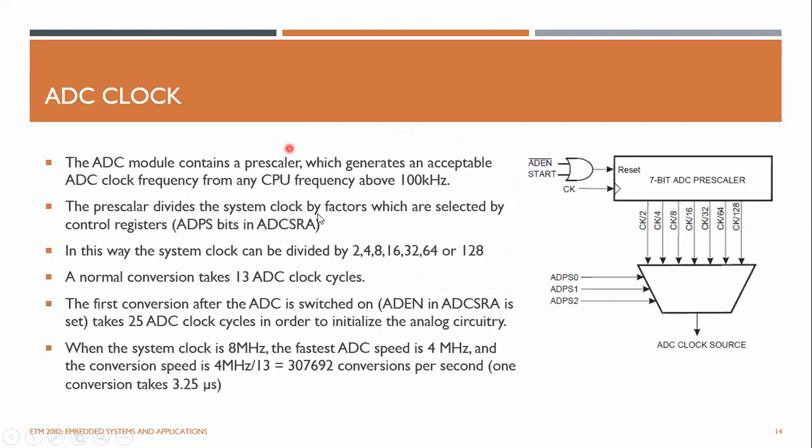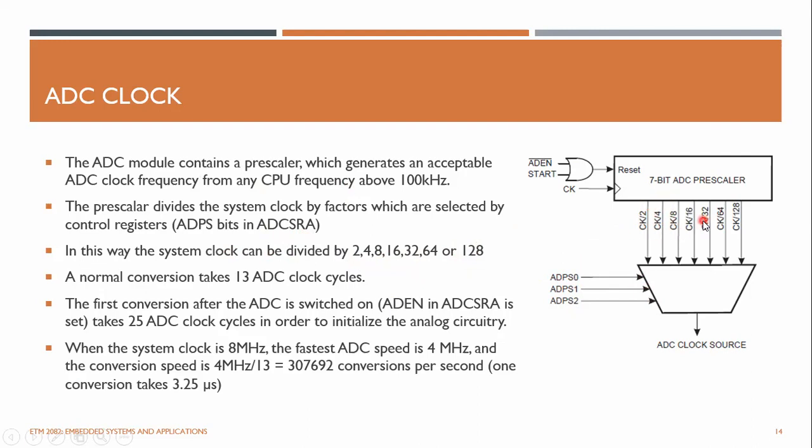The ADC converter inside your microcontroller needs a clock source in order to work. The clock source could be a division of your CPU clock speed. There are scales of 2, 4, 8, 16, and so on, up to 128. You select the clock speed by changing the values in these bits, ADPS0 and so on, in the ADCSRA register. That's how you select the clock speed.